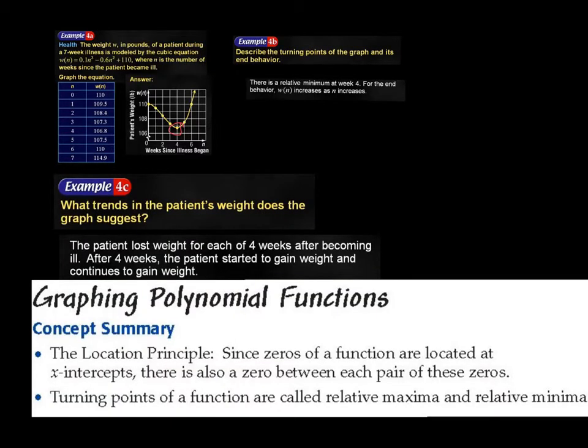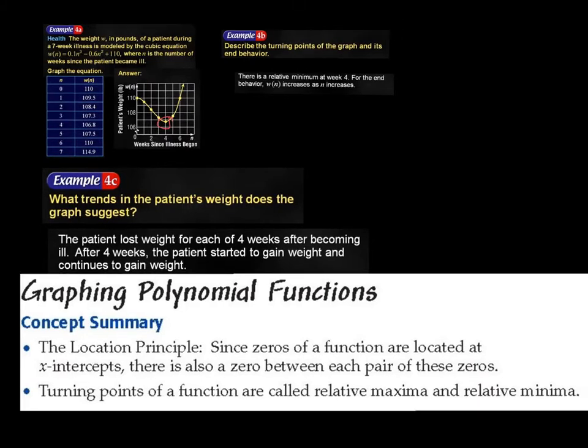The graph of a polynomial function will cross the x-axis somewhere between pairs of x values at which the corresponding f of x values change signs. Since zeros of the function are located at x-intercepts, there is a 0 between each pair of these x values. Turning points of a function are called relative maxima and relative minima.